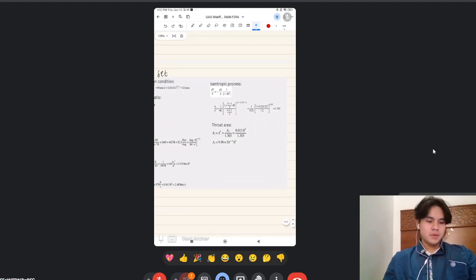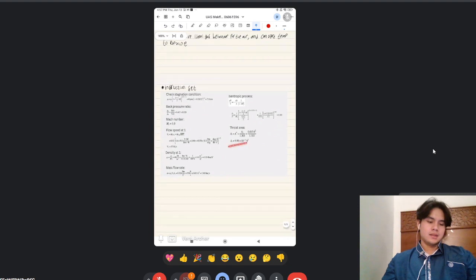And for the isentropic process, since we changed that to Rankine, we'll get that with this formula, and we'll get 1.303, and from all that we'll get that the throat area, which is AT, is 9.98 times 10 to the power of minus 3 feet squared. So that is the end of it.